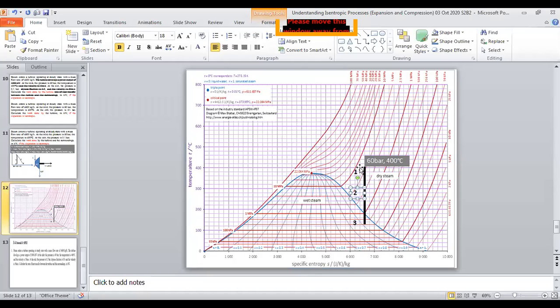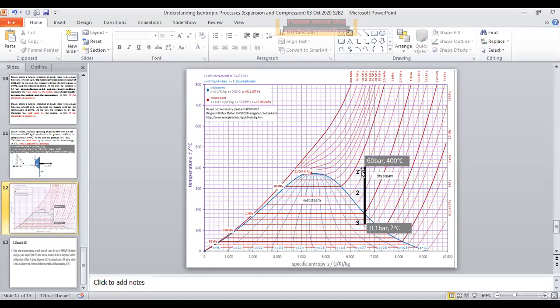S1, S2, S3. Your S3 point is 0.1 bar, but I guess this may be wet steam. I just put the temperature there, we don't know. You have to check it. If we draw this diagram to the right scale, here we have no idea whether it is exactly 60 bar or not. We have to check this.